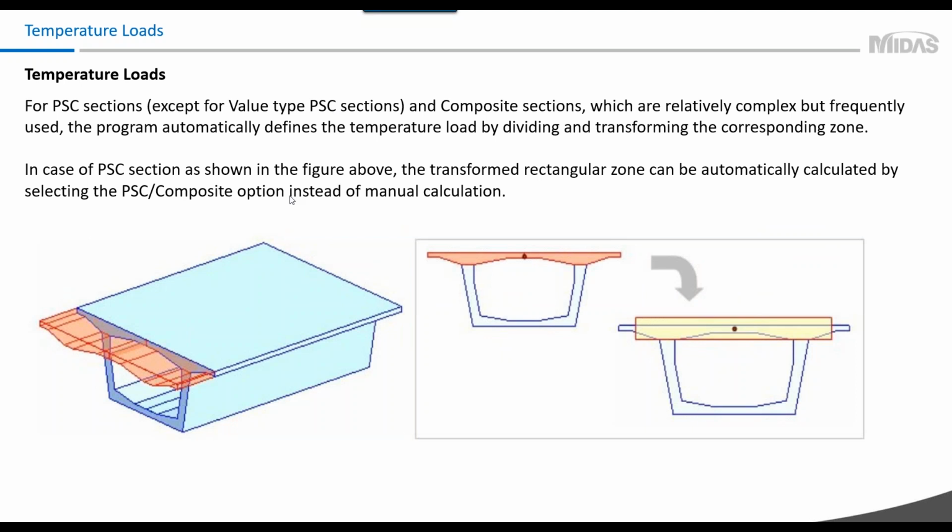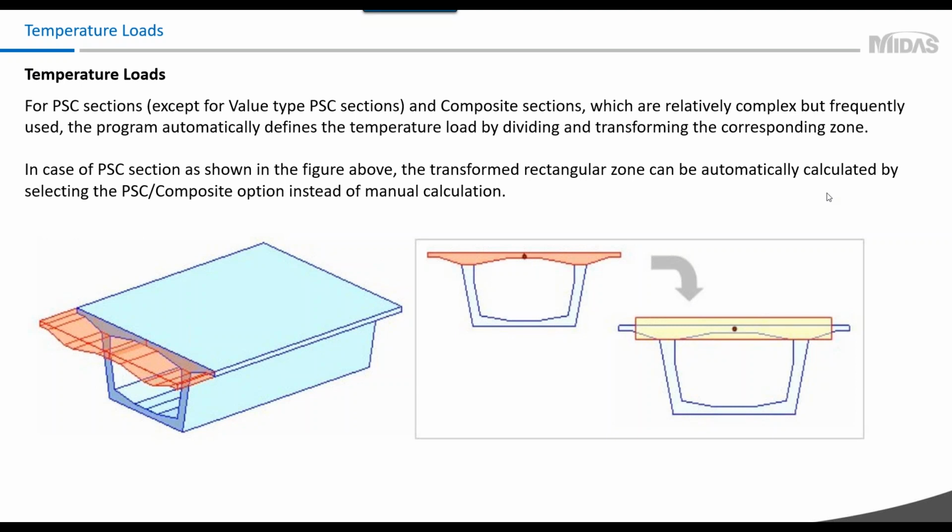We also have a function called PSC for the temperature loading. In here, basically what the program does is it automatically defines the temperature load by dividing and transforming the corresponding zone, as you see here. So from the top portion of the segment, it will generate a transform portion of the section and basically apply the temperature changes there.